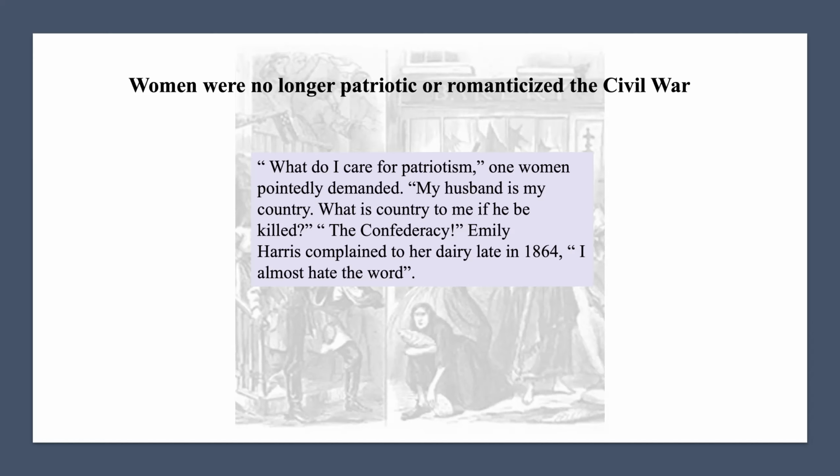Quotes like this were seen throughout these letters that Southern women were sending to their loved ones, husbands, sons, nephews, or dads, urging them to come back home. They were no longer patriotic. They no longer agreed with the war. They wanted the war to end and they just wanted their loved ones to come back, because it was a horrific lifestyle that they were now facing.